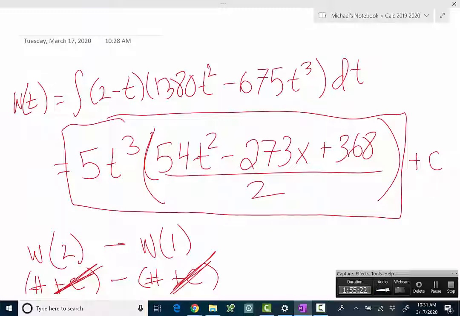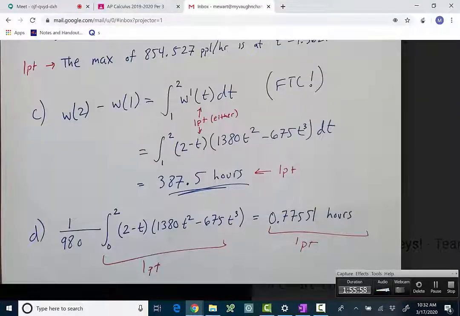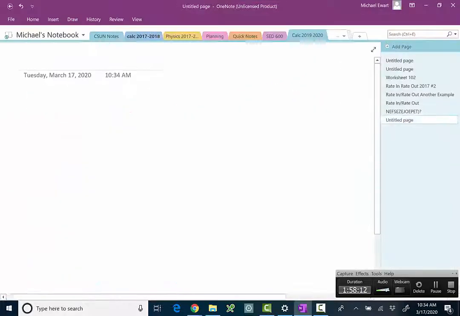Now, D is just funky. I hate that they asked D, but I wouldn't even bother memorizing this, because really most of the time when we do see the word average, it's either average value or average rate of change, and this one is just different. So they asked us for the average wait time, right? And they had defined wait time as W of T, and then they gave us W prime of T.